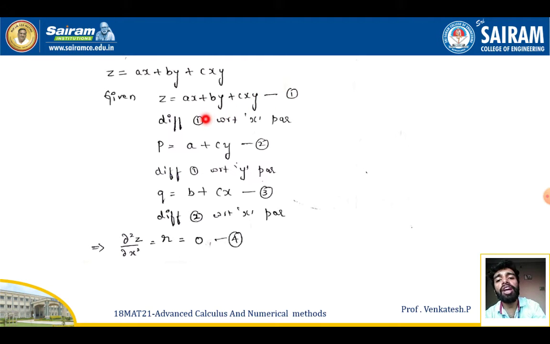Differentiating 1 with respect to x, I'll get p is equal to a plus cy. Call it equation number 2.